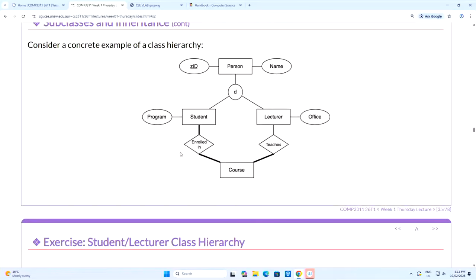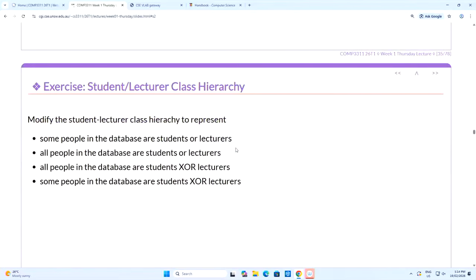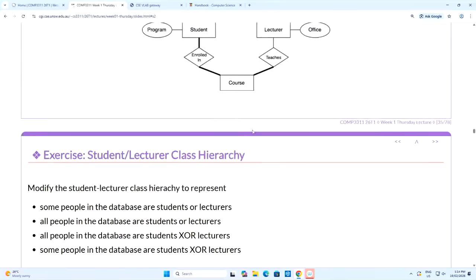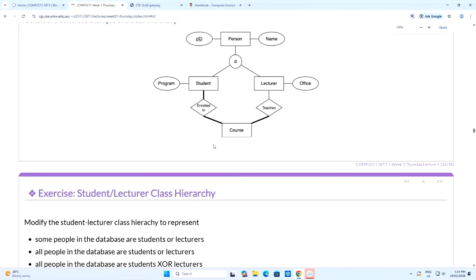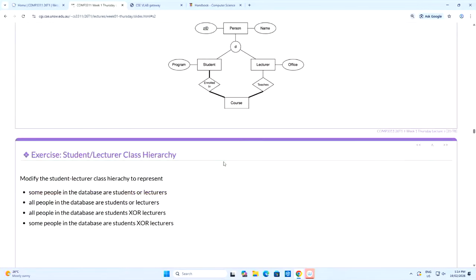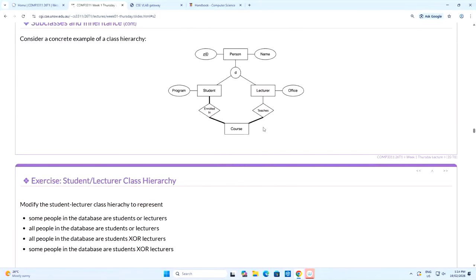And then we got two relationships, and we got the course entity as well, but we already know how to model those. And here's an interesting thought experiment. This could get pretty hard. How do you modify this ER diagram of the class hierarchy if we want to satisfy one of these requirements?